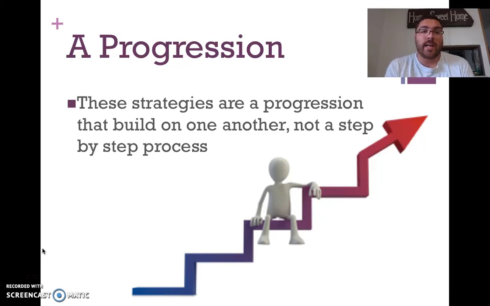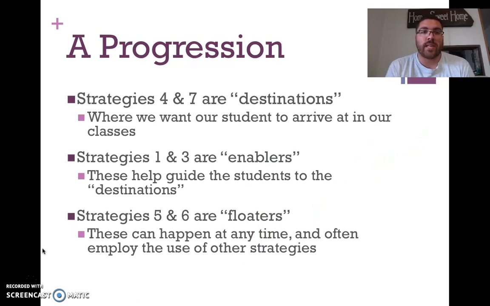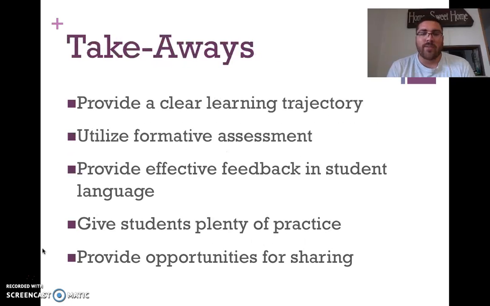In the next slide, I'm going to go into a little bit greater detail explaining how that actually works out. So here, strategies 4 and 7 are destinations where you want your students to arrive. Strategies 1 and 3 are enablers that help to actually guide the students to those destinations, and strategies 5 and 6 are floaters and can really be placed anywhere in that spectrum.